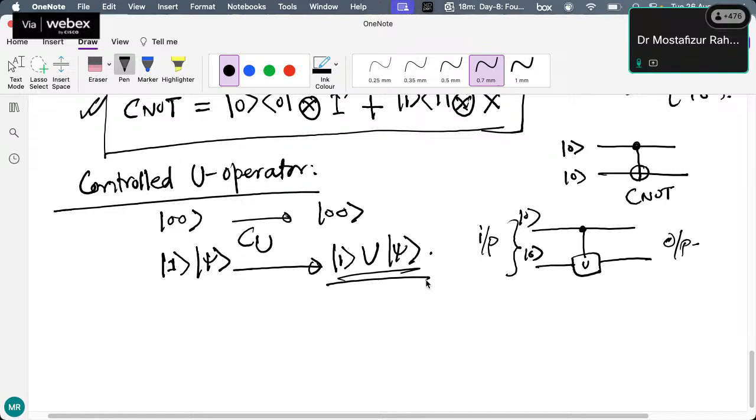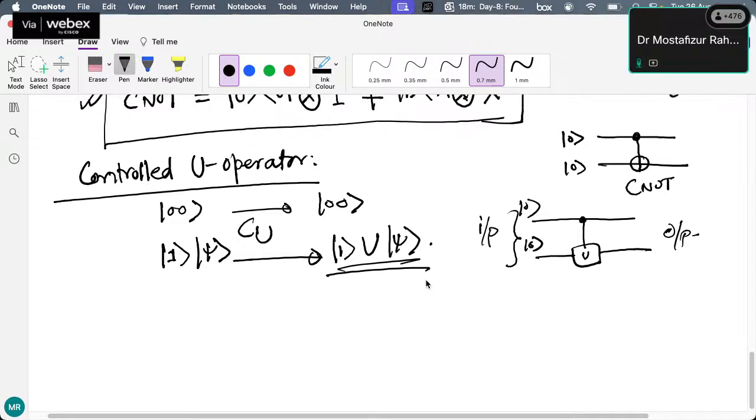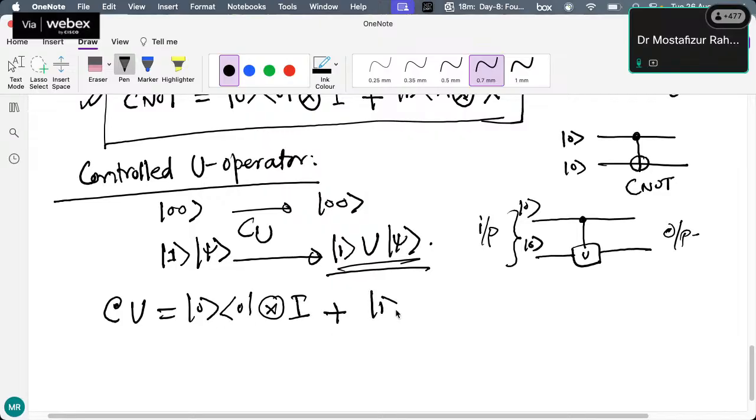So what is the definition for this? The definition is given by the CU operator equals the 0, 0 outer product, tensor product with identity, which does nothing if the first qubit is 0, plus the 1, 1 outer product, tensor product with U.